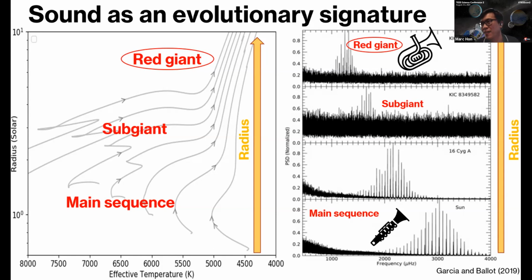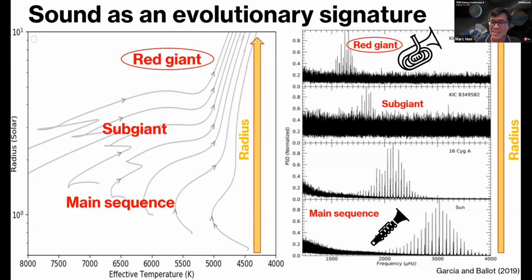Now, just like you would compare a clarinet to a tuba, the larger instrument plays music at lower pitches. And in our analysis, we want to focus more on the giants because it turns out that the larger instrument here also plays music louder.